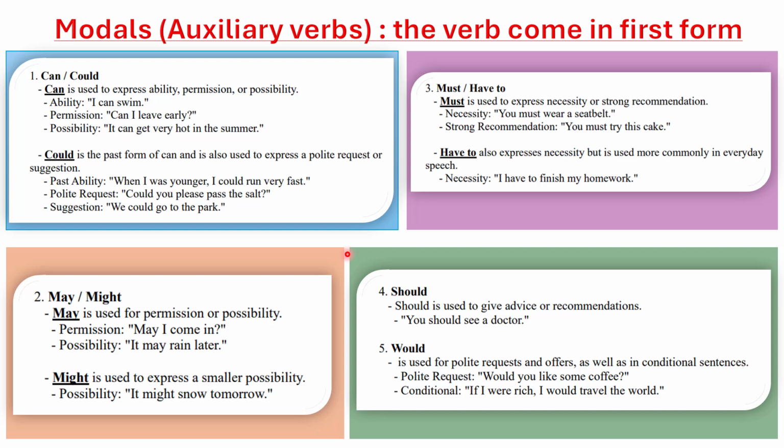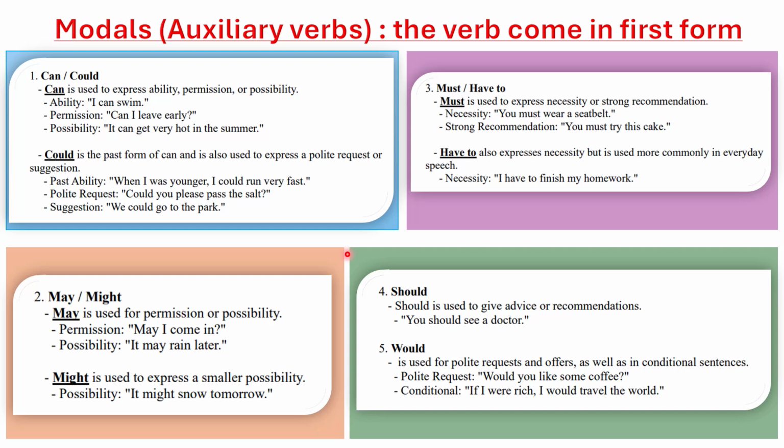Might is used to express a smaller possibility. For example, it might snow tomorrow. You can say it may snow tomorrow, it can snow tomorrow. It's not a very important word here, but just to express a small possibility.